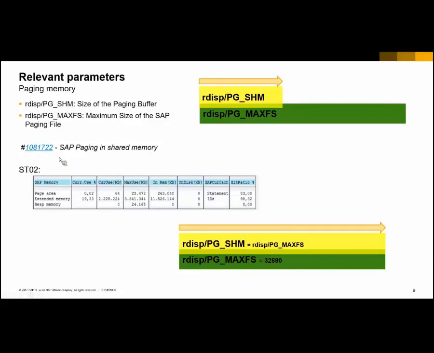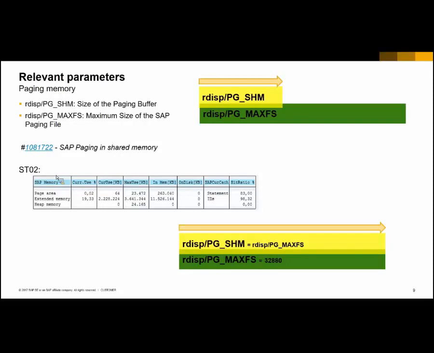All those three memory areas that we have just seen can be monitored within transaction STO2, which will show this information. It shows for each area the current amount of memory being used and the maximum amount of memory allocated since the latest application server restart. In the case of the page area, the values are specified in 8 kilobyte blocks.